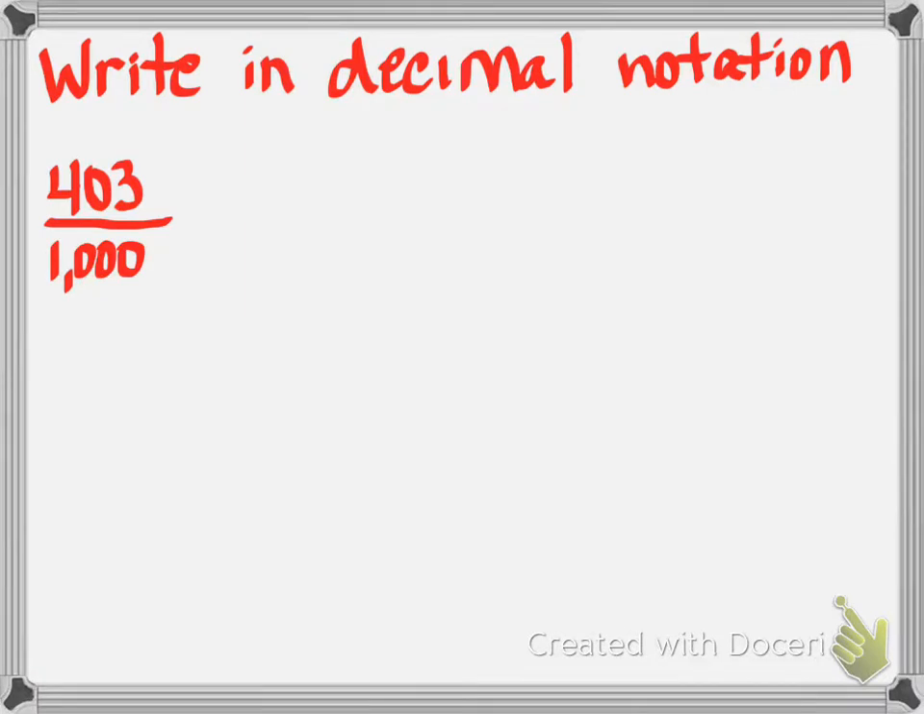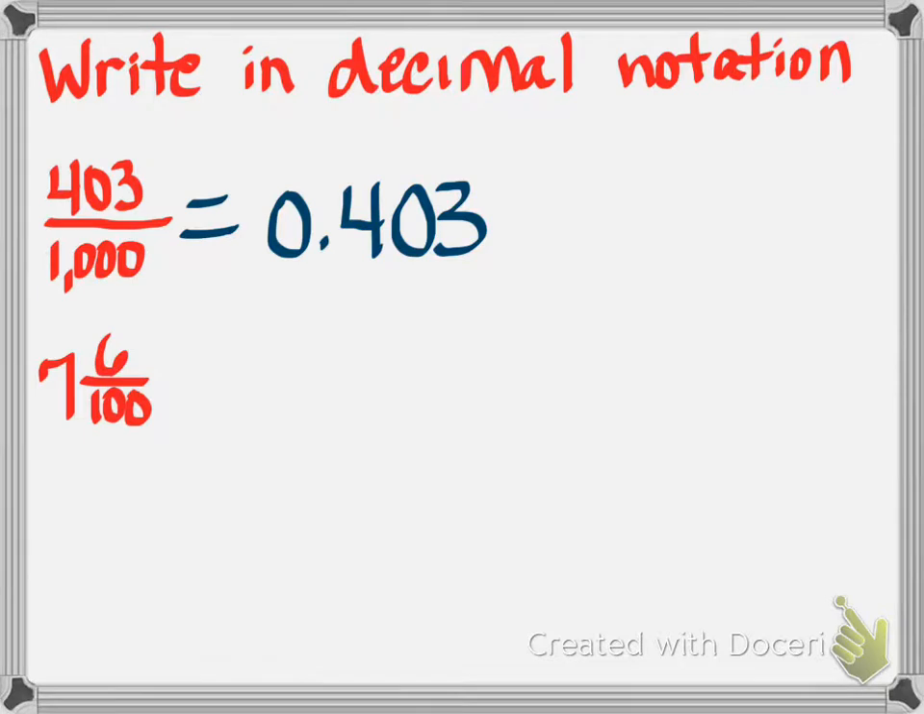Okay, sometimes you're going to have a fraction that you're going to have to write in decimal notation. And in this instance, we have 403 over 1,000. So we would write that as 0.403, and that is 0 and 403 thousandths.